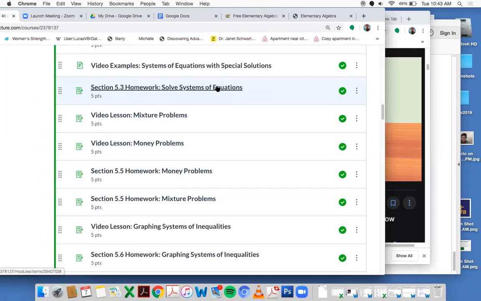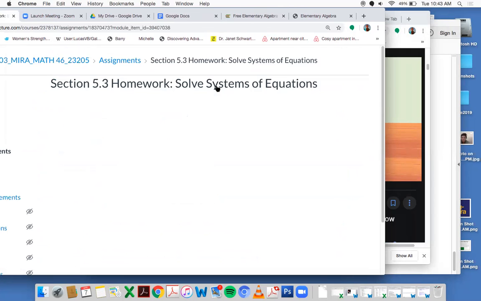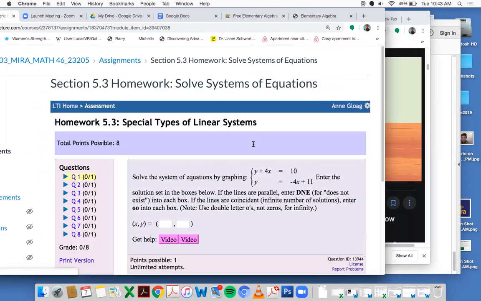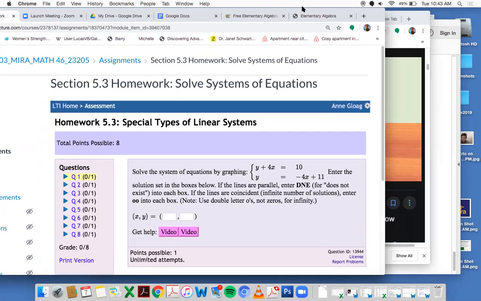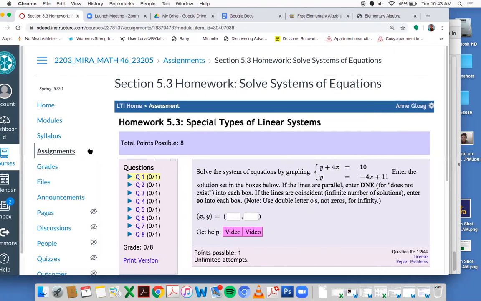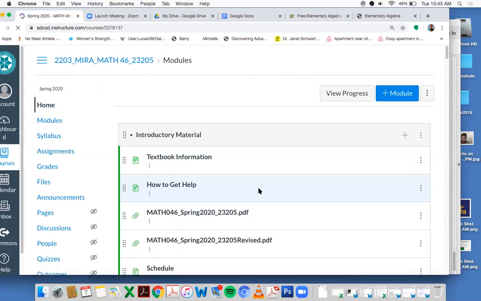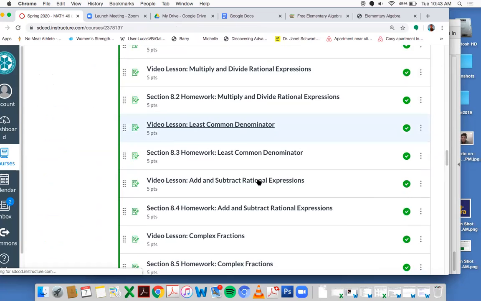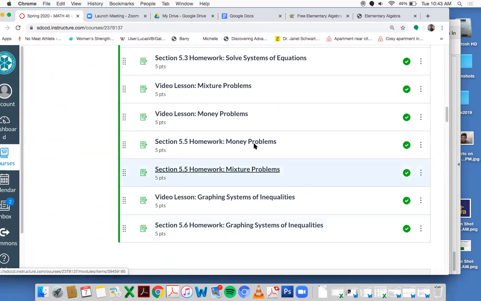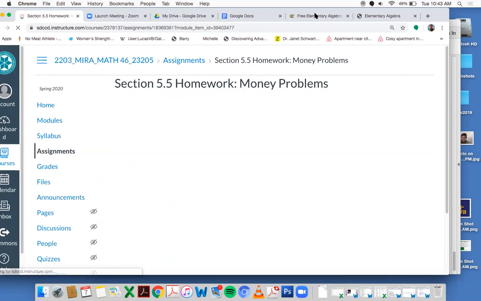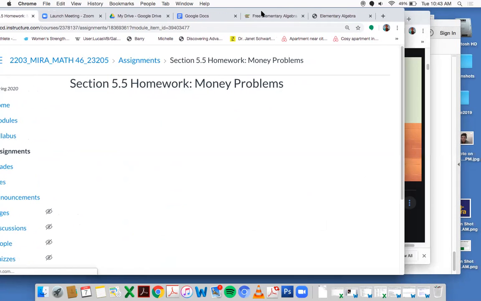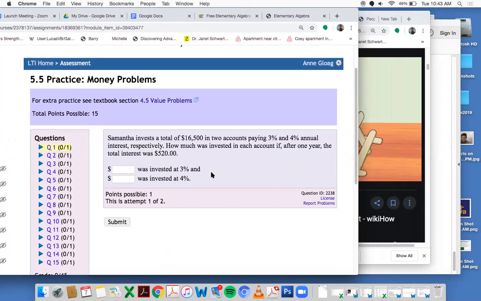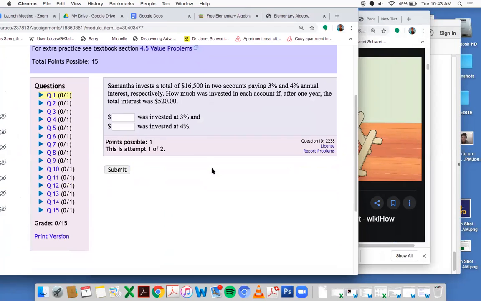Okay, so let's look at 5.3 problems. Those are not word problems. I think they're all in 5.5. Okay, so never mind. All right. So let's look at section 5.5. There you go. These are word problems. All right, let's try this one.